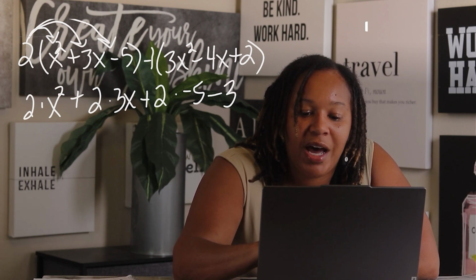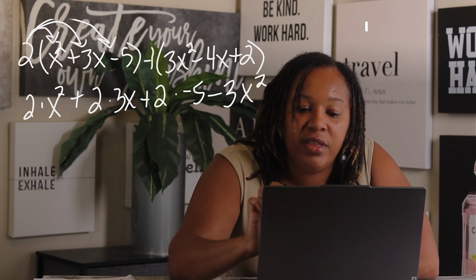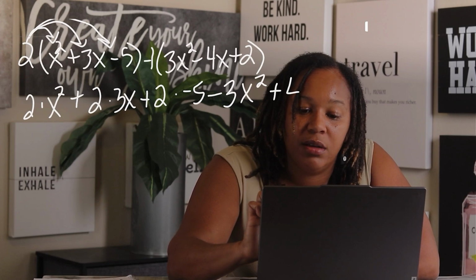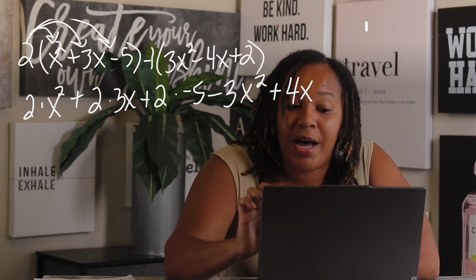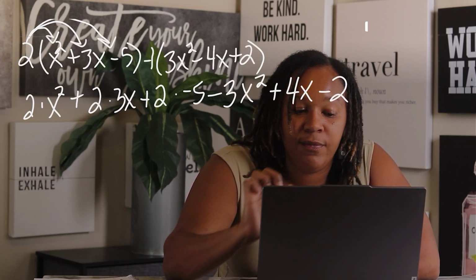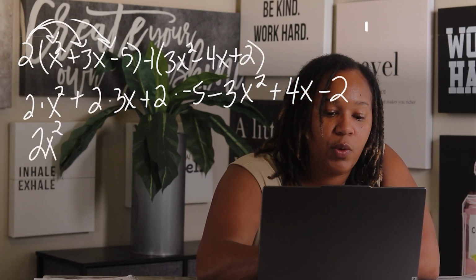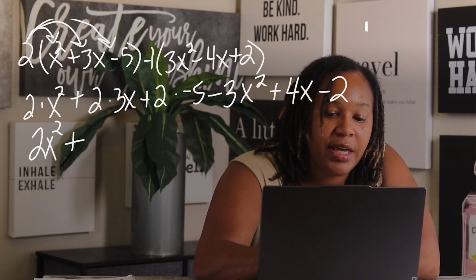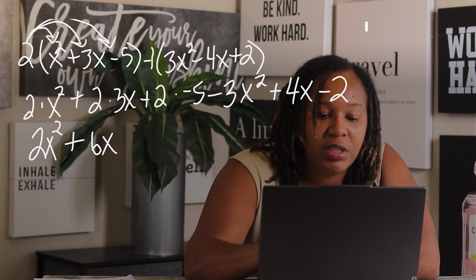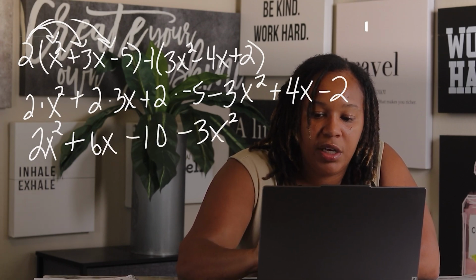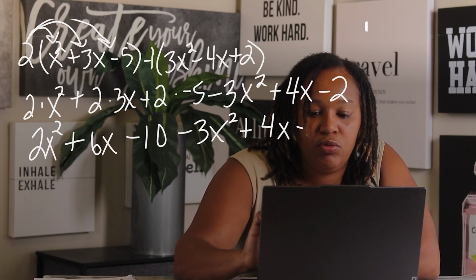That 3x squared was positive, so now it becomes negative. That 4x was negative, so now it becomes positive. And that 2 was positive, so now it becomes negative. And so now I'm going to simplify. 2 times x squared is 2x squared. 2 times 3x is 6x. And 2 times negative 5 is negative 10. And I'm going to drop that minus 3x squared plus that 4x minus 2 down.